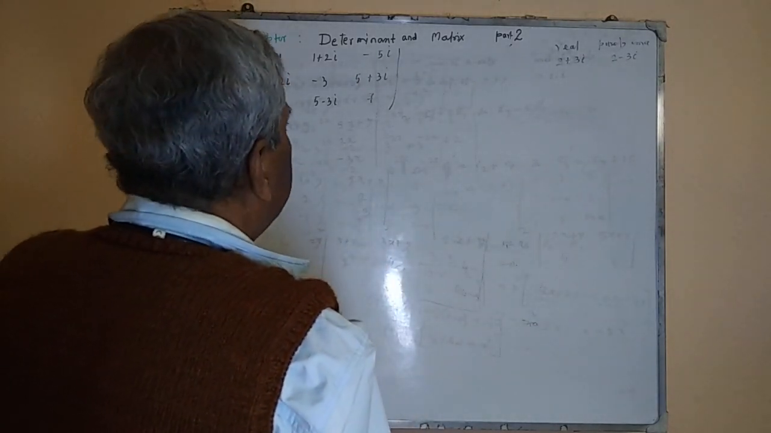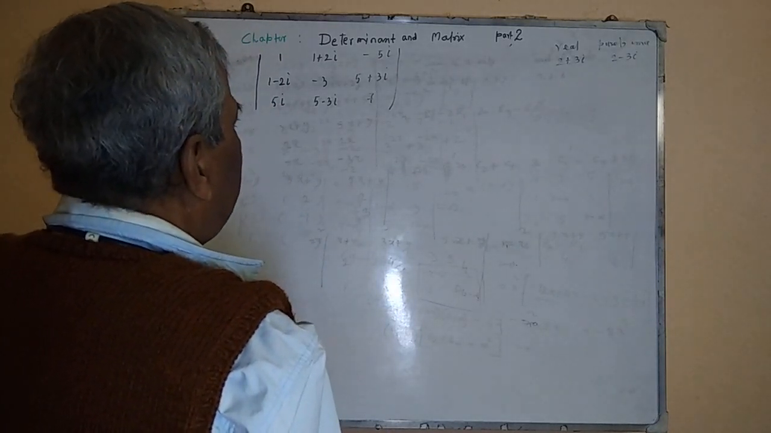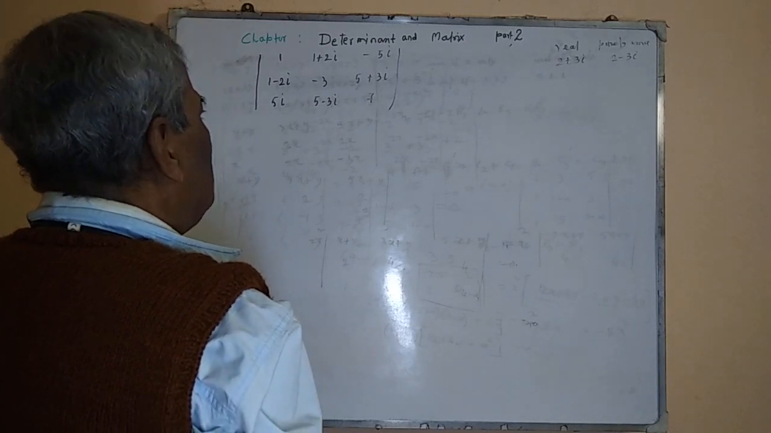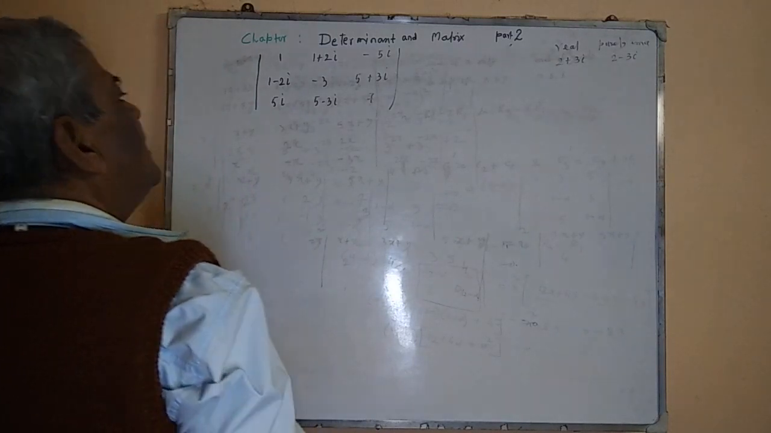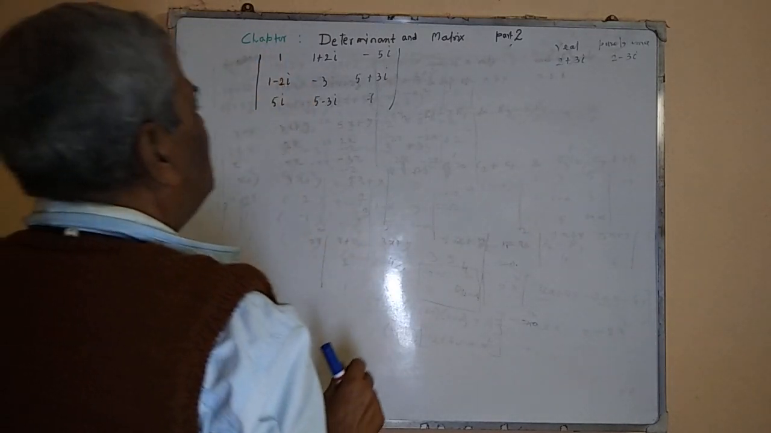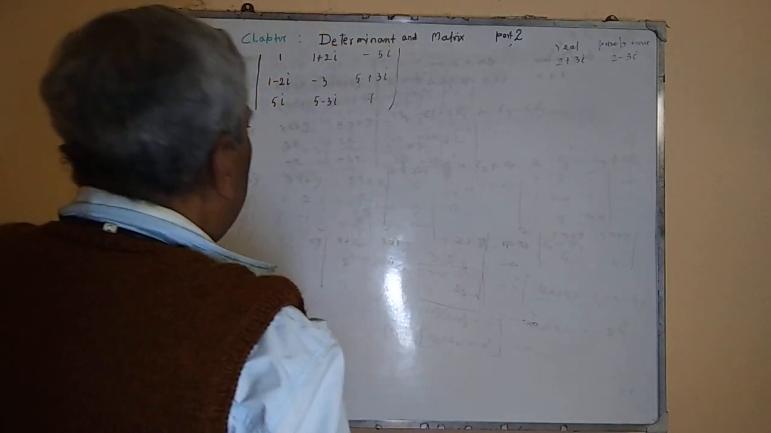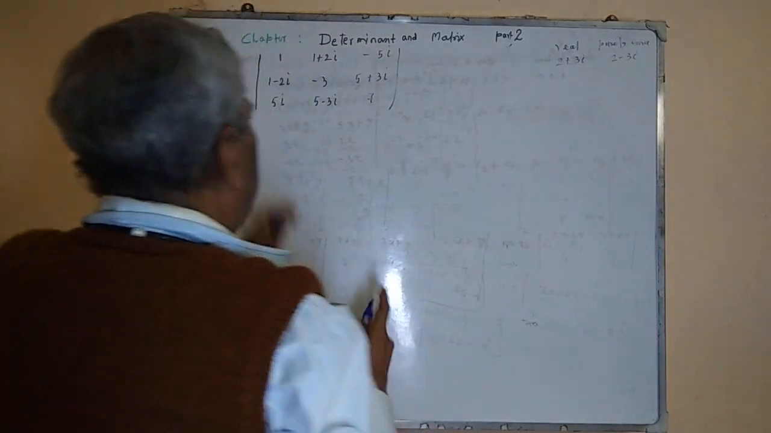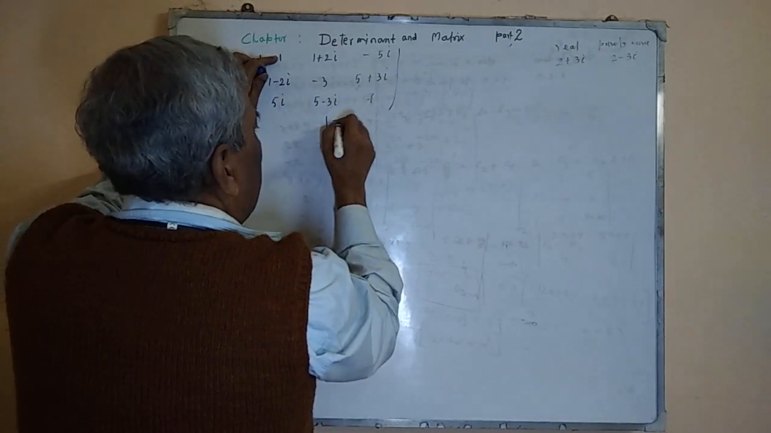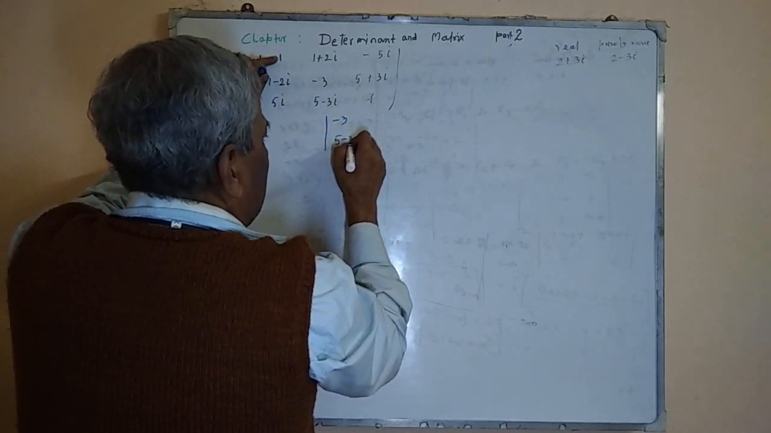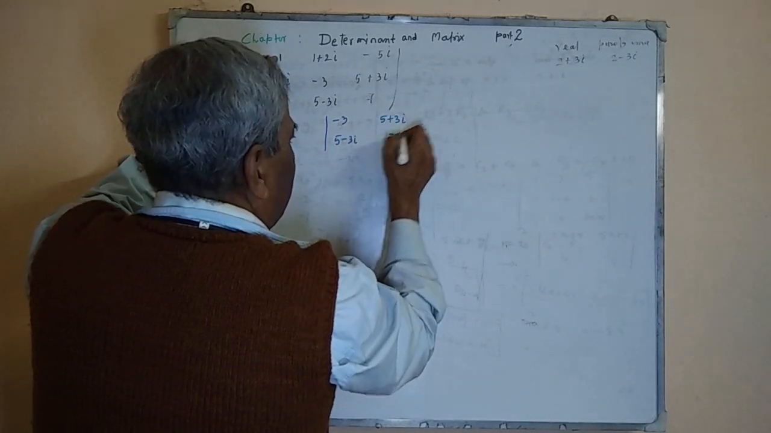From this determinant, by using any property of determinant, it cannot be simplified. Better you find the value directly by expanding C1 or R1. I expand with respect to C1. So it is 1 into this determinant: minus 3, 5 minus 3i, 5 plus 3i, 7.